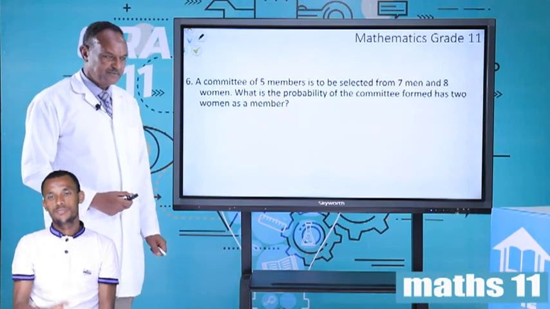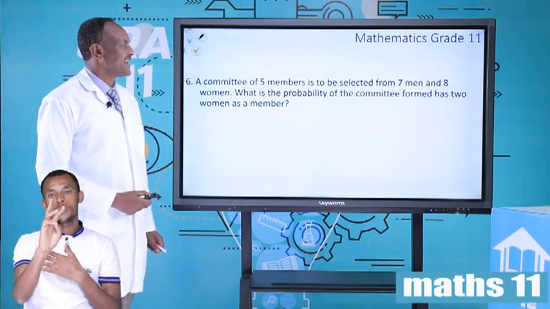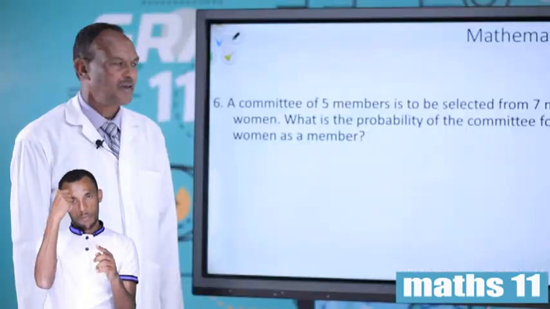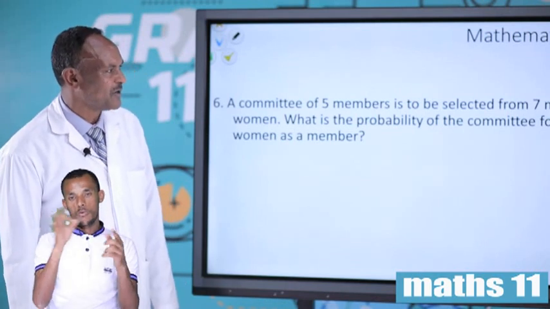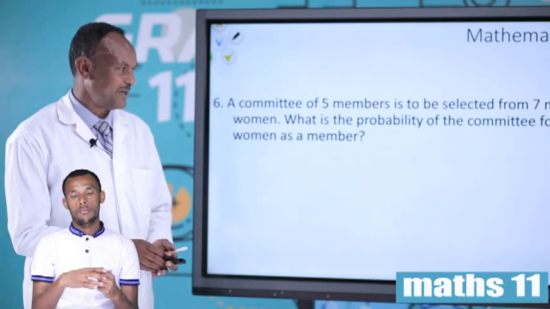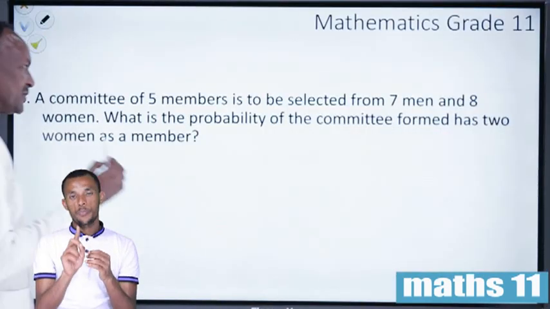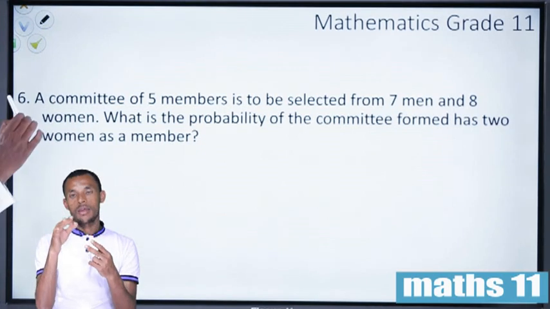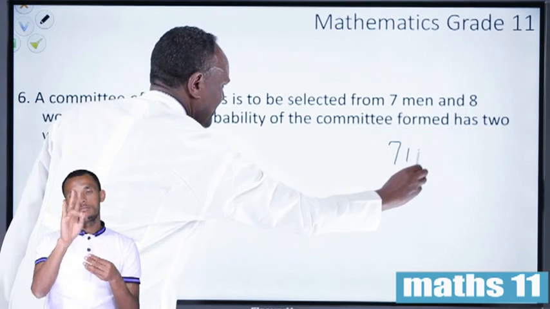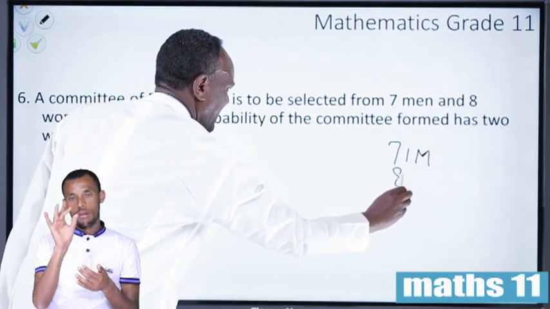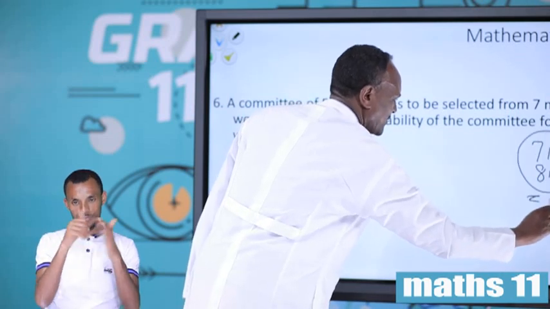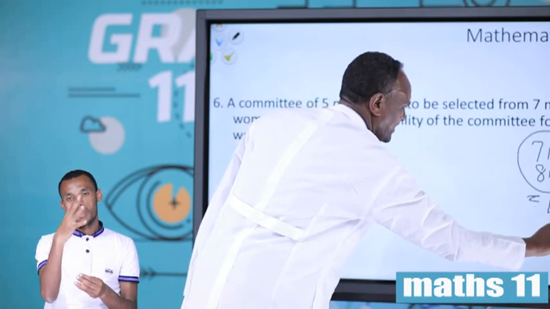See question number 6. A committee of 5 members is to be selected from 7 men and 8 women. What is the probability that the committee formed has 2 women as members? So here is what you are given. To select a committee, we should have a group. What is that group? We are given that 7 men and 8 women. This is the total number of members of the group, which is equal to 15 people.